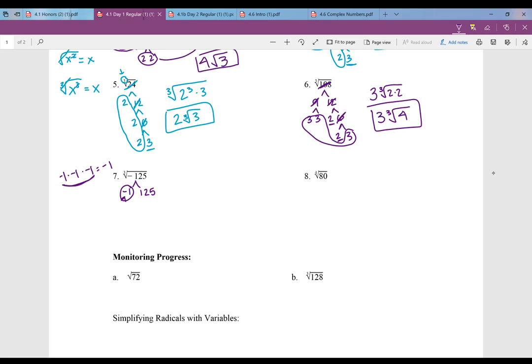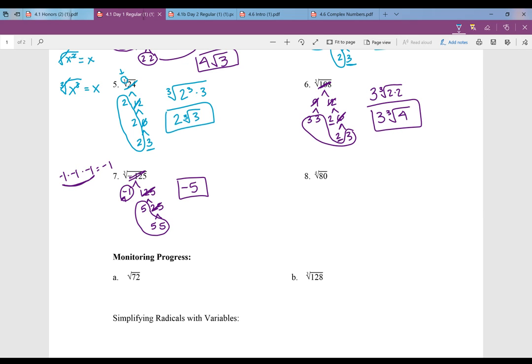So 125, well, that's 5 times 25. Okay, and then 5 we can't break down anymore, but 25, that's 5 times 5. So now we have a group of 3 5's. So we're going to pull out that negative 1 and pull out a 5 from our group of 5's, and that would be our answer for number 7.